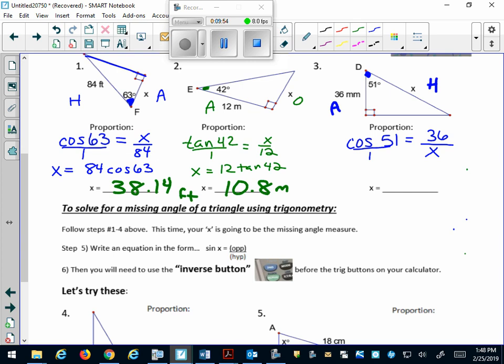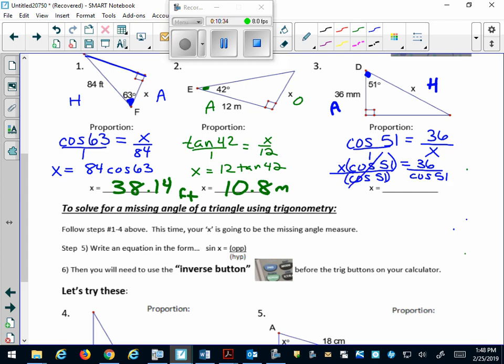So when we cross multiply, what happens? We get x times the cosine of 51 equals 36. This is not a problem. This is just algebra 1. If we want to isolate x, and x is being multiplied by a number, what do we do? Divide by that number. So x here is just being multiplied by cosine of 51. So what are we going to divide by? Cosine of 51. Again, that's very different than dividing by 51. We're dividing by the cosine of 51.